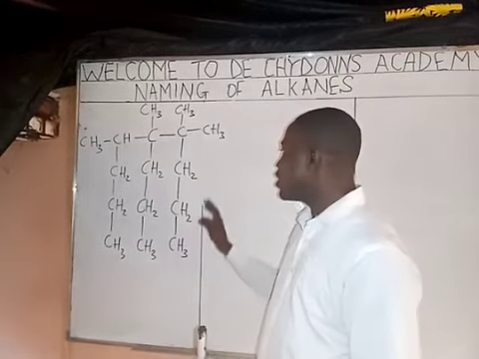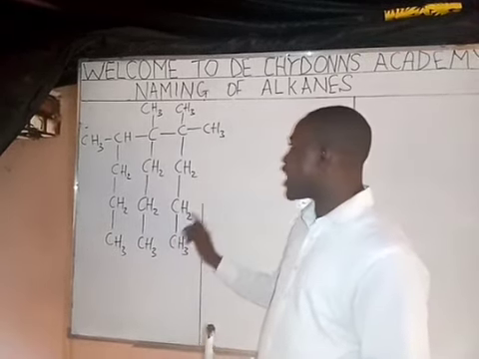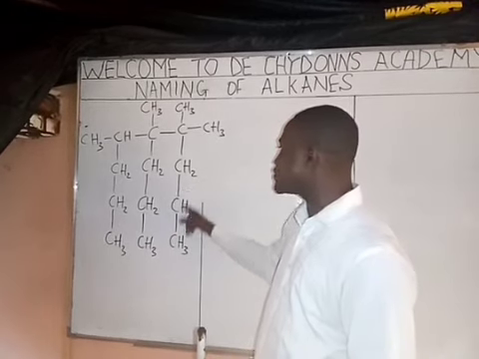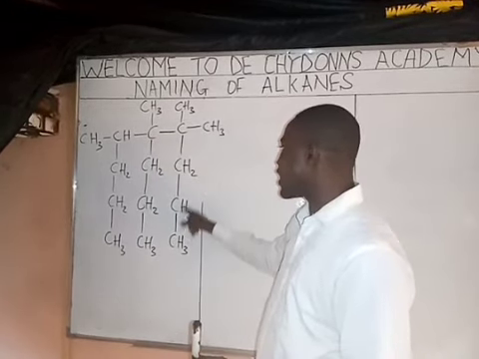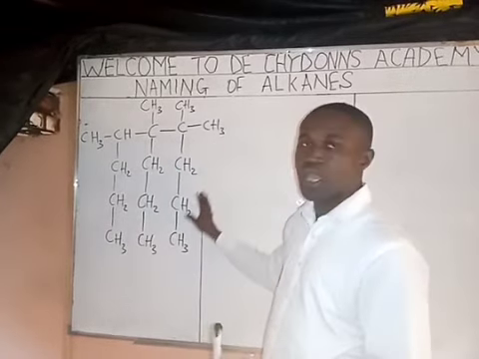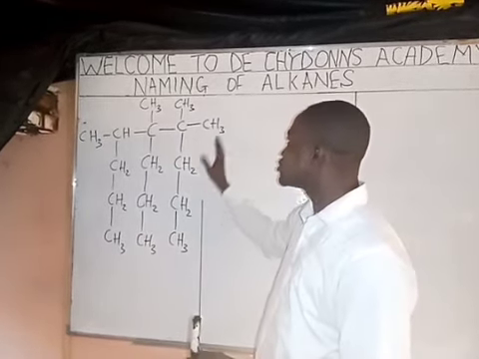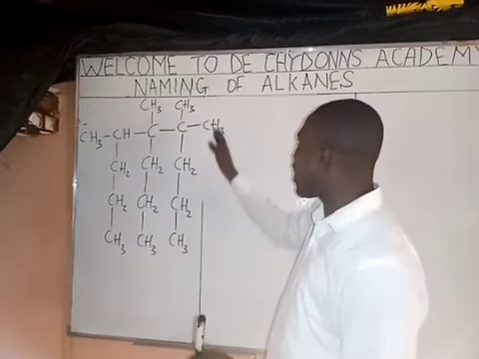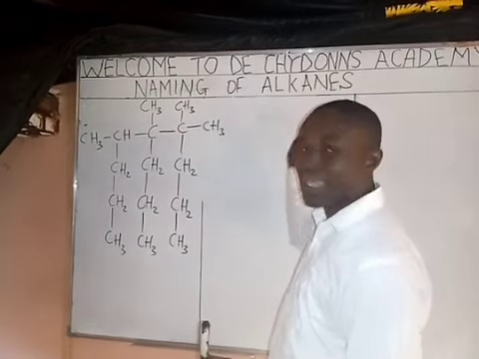So how do we know the alkane group? The functional group for the alkane group is that you have single bonds all through. As you can see, there's no double bond, no triple bond, no other functional group in this. So it's only single bonds you can see. So that is why we name this, the naming of alkanes.